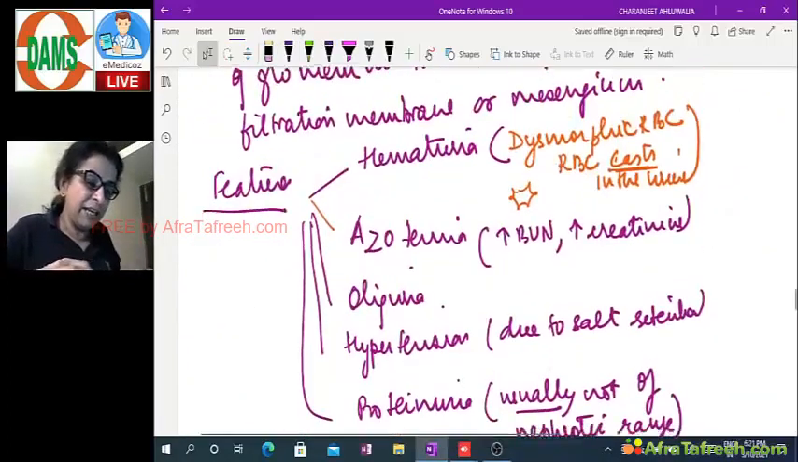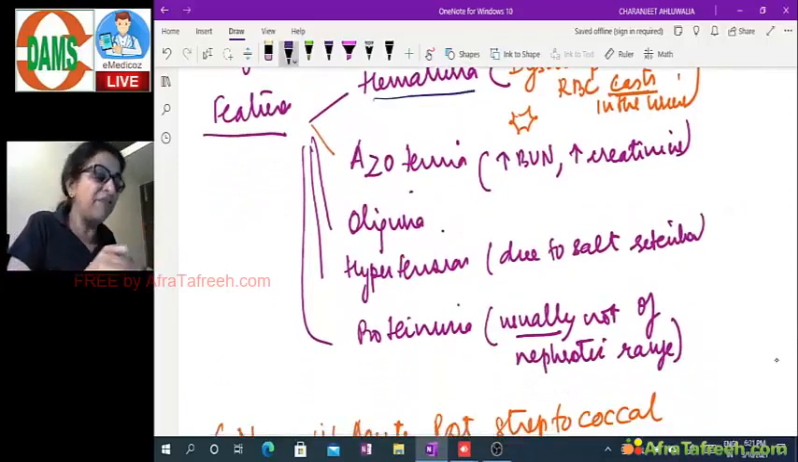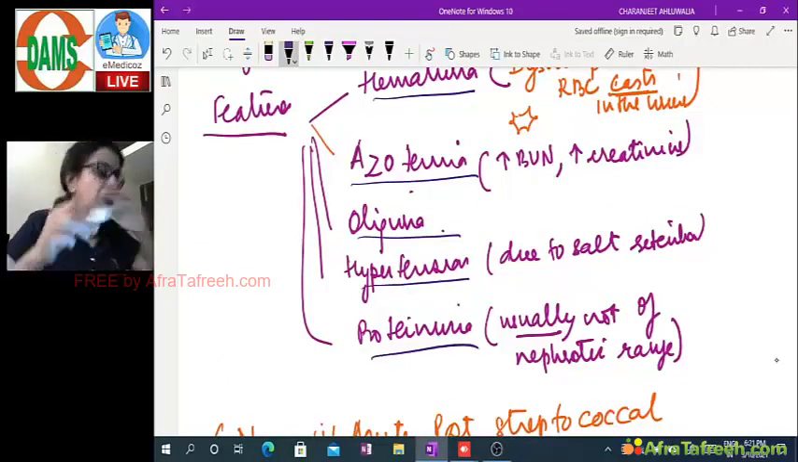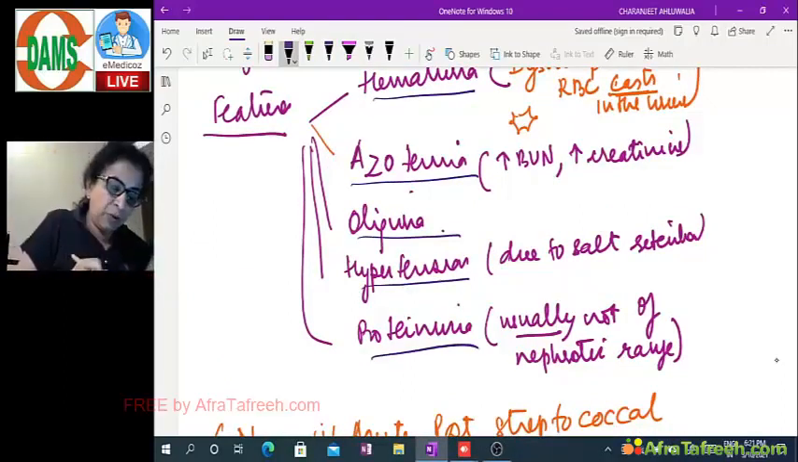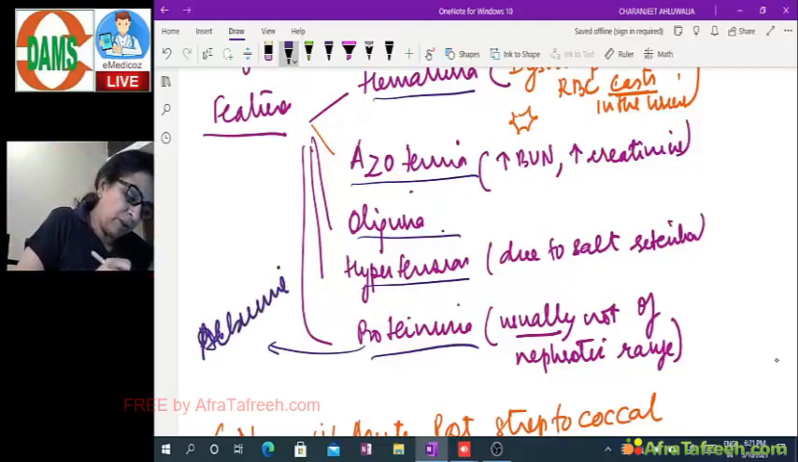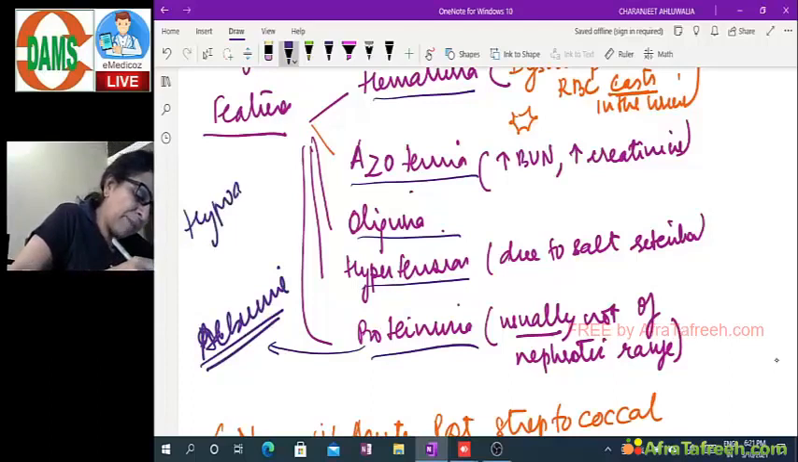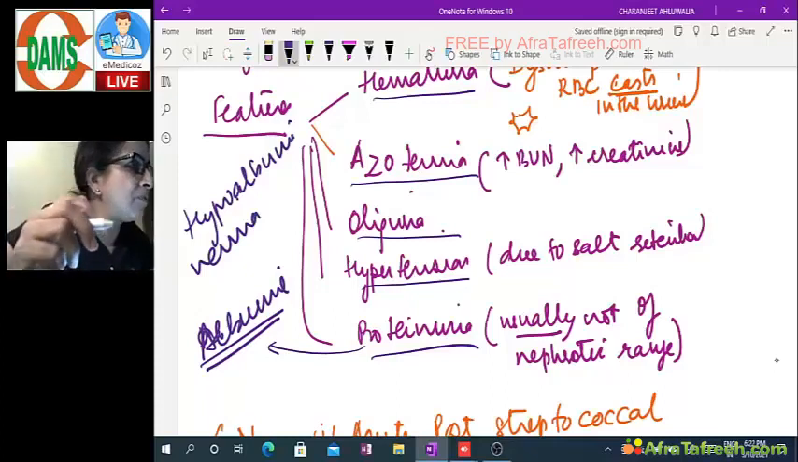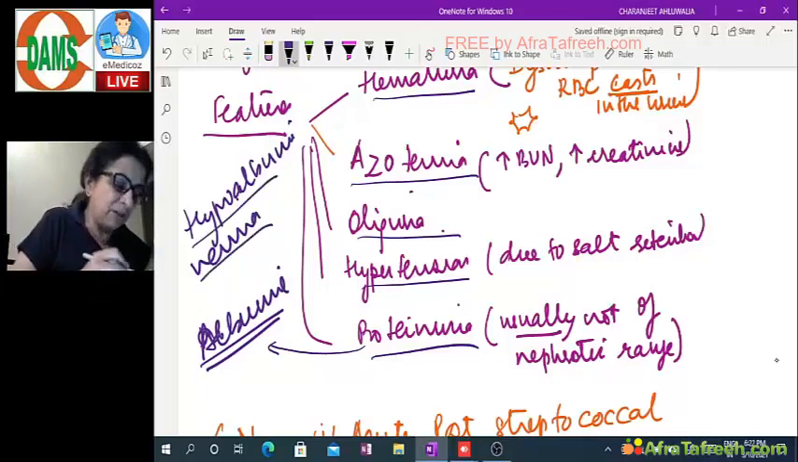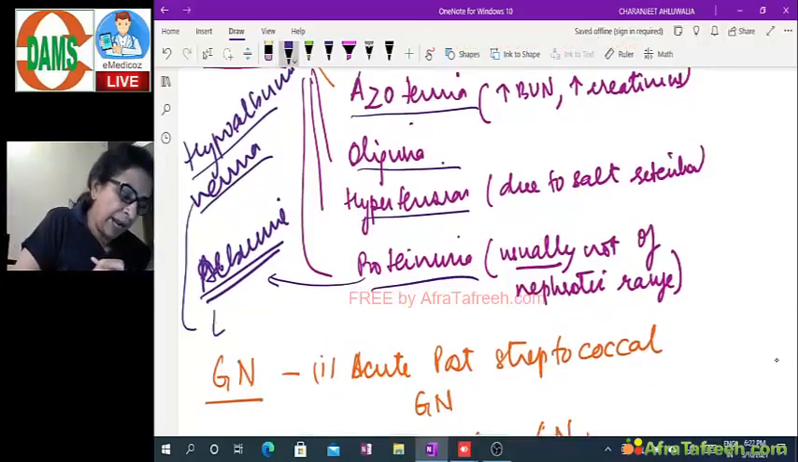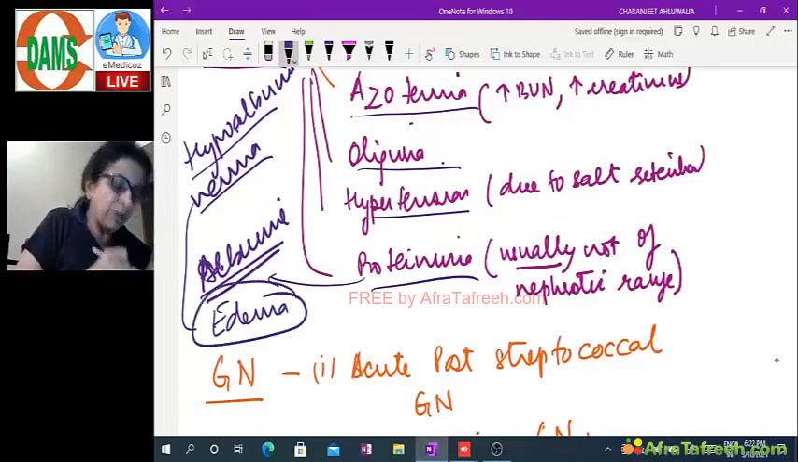Okay, now let us see what the features of kidney disease are. Hematuria. What are the features of nephritic syndrome? Hematuria, azotemia, oliguria, hypertension and proteinuria. Now whenever proteins are lost in the urine, the most common protein lost is albumin. So now you know, if albumin is lost in the urine, there is hypoalbuminemia. So albumin in the blood will reduce, and you know albumin is responsible for maintaining the plasma colloid osmotic pressure. So if albumin is lost in the urine, this will lead to edema.